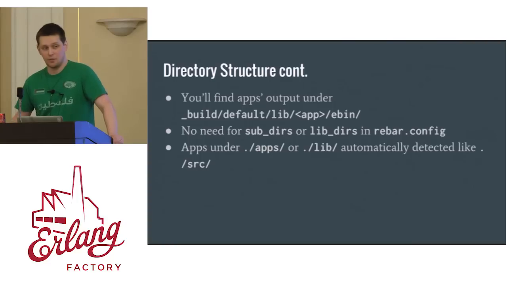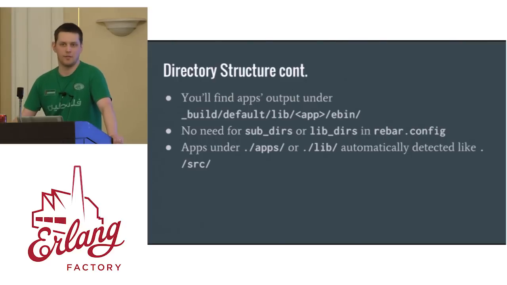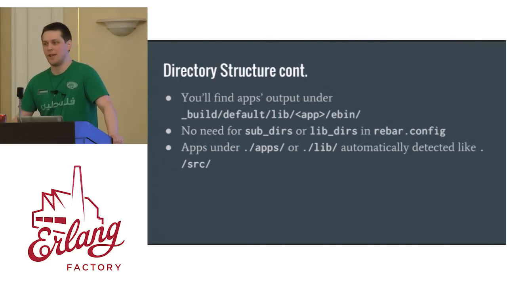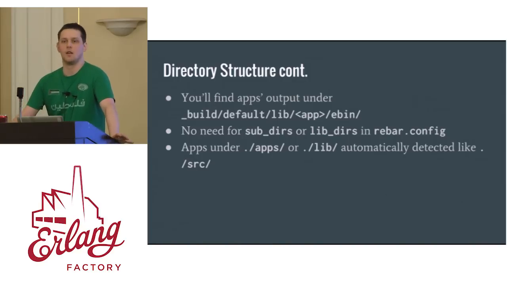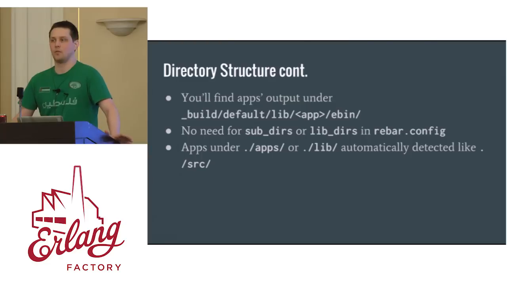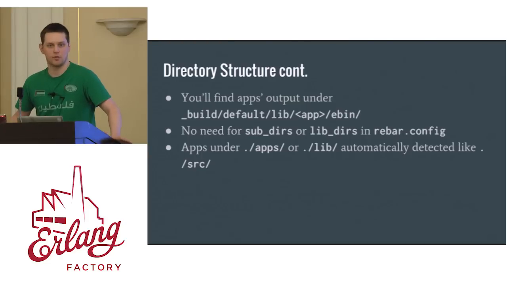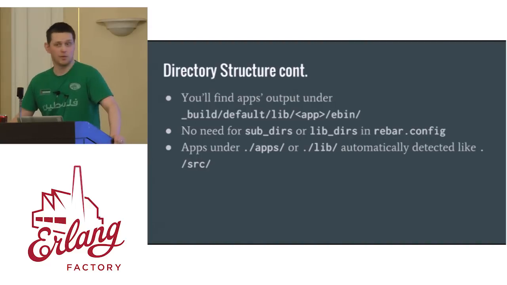And you don't need to do any finagling with subdirs and libdirs. I don't even know how those work in Rebar2, really. If you have an apps directory or a lib directory where you want to have multiple applications, because we've based it around the fact we know what an OTP application structure looks like, we can figure it out for you. You don't need to tell us. So if there's an apps directory that has multiple apps under it, Rebar3 finds them, builds them, and takes care of the rest. You don't have to tell it where they are.